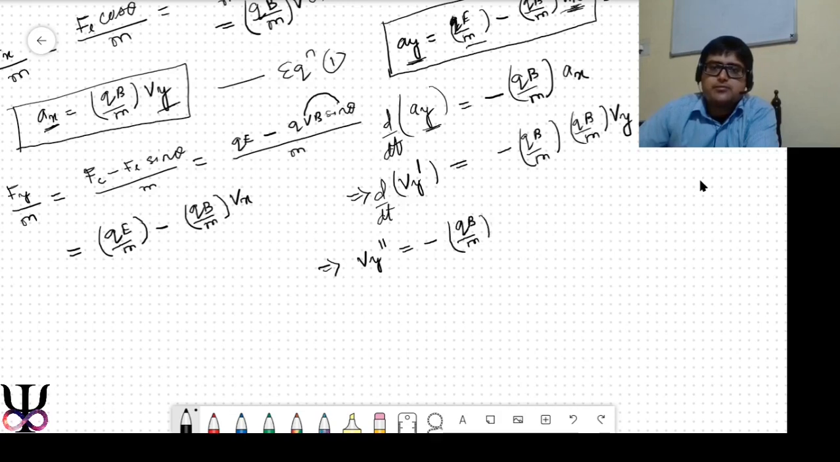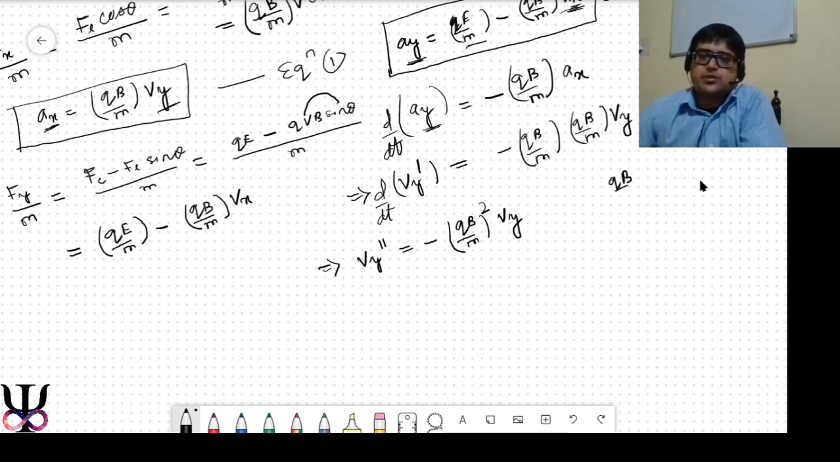The end result of this entire operation is that Vy double prime is minus of QB by M, squared, Vy, right? So if we assume that this quantity within the parenthesis, QB by M, we equate that with omega, we can rewrite this equation as Vy double prime is minus omega squared Vy, right?